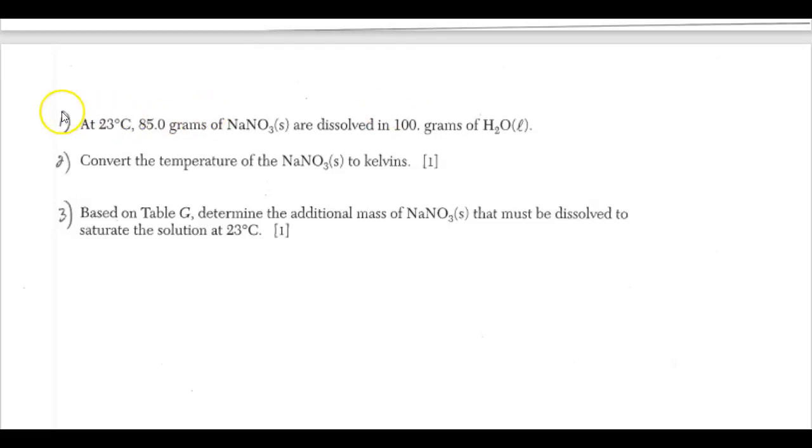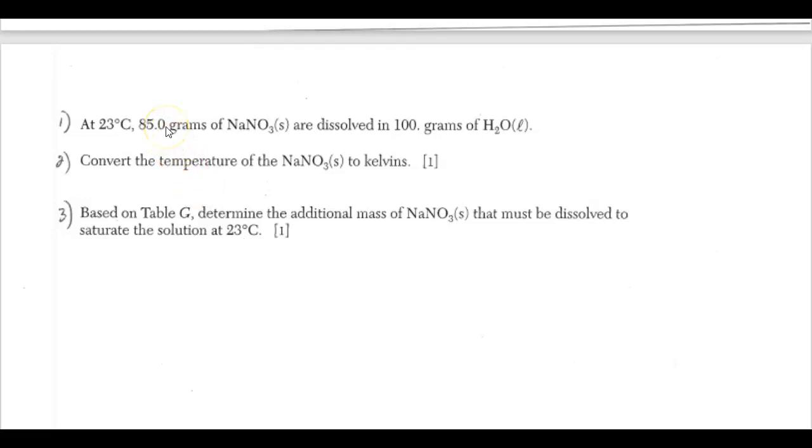Oh, okay. This shouldn't have been number 1. I didn't know exactly what I did. It's actually just a statement. The question is here, based on table G, determine the additional mass of sodium nitrate that must be dissolved to saturate the solution at 23 degrees Celsius.